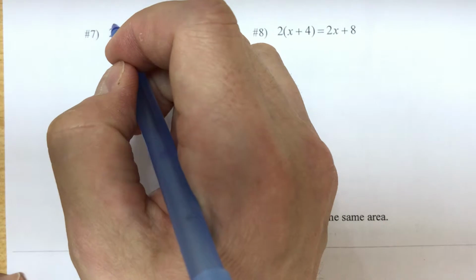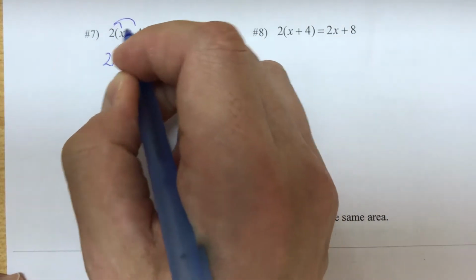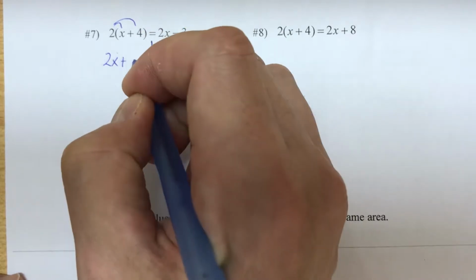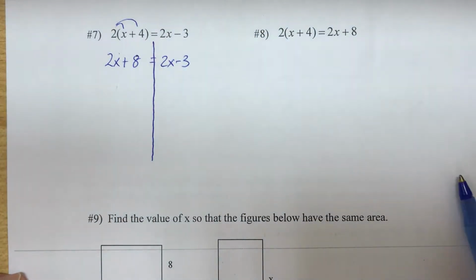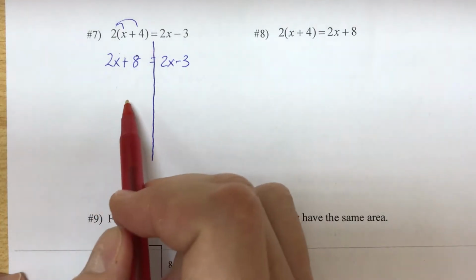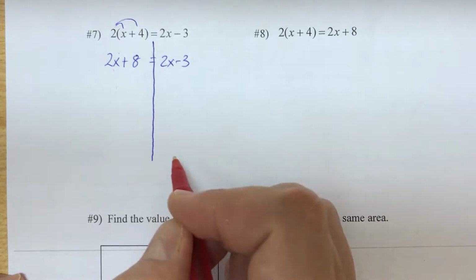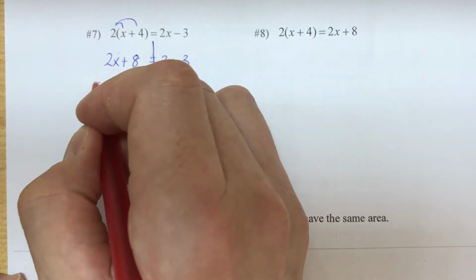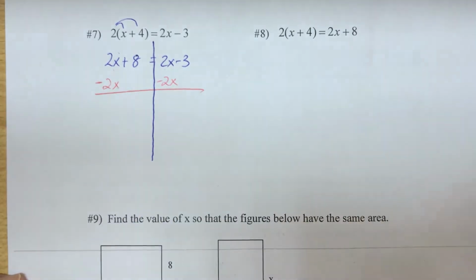Now in 7, we're going to distribute, and we'll get 2 times x. And 2 times 4 is 8, and we get 2x minus 3. Now, I'm going to move the variables, but notice these are the same. So to move a positive 2x, I would subtract both sides, but we're going to run into a problem.